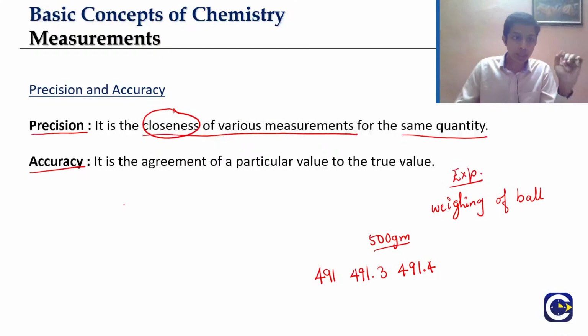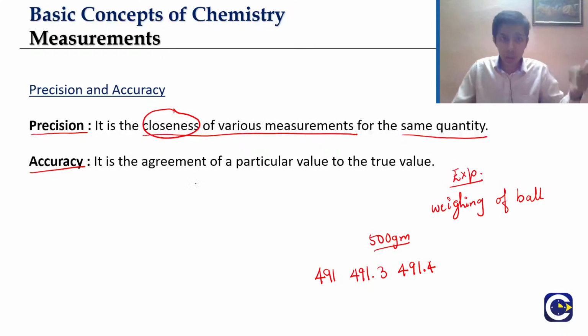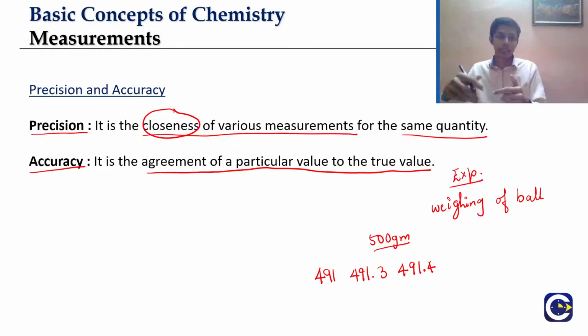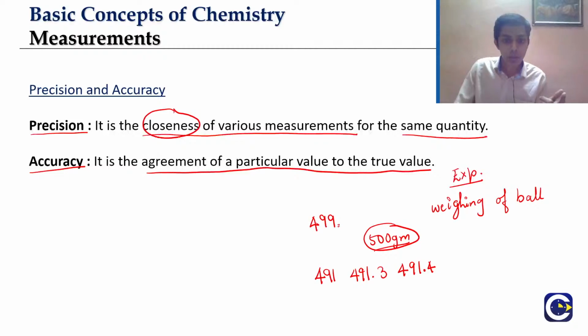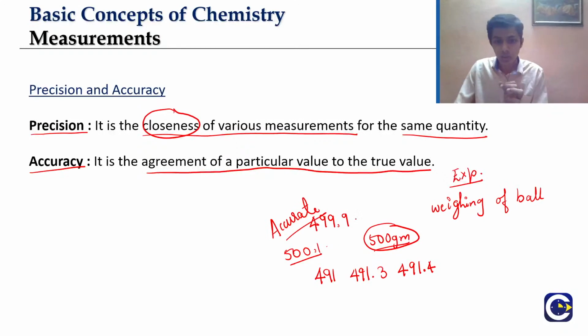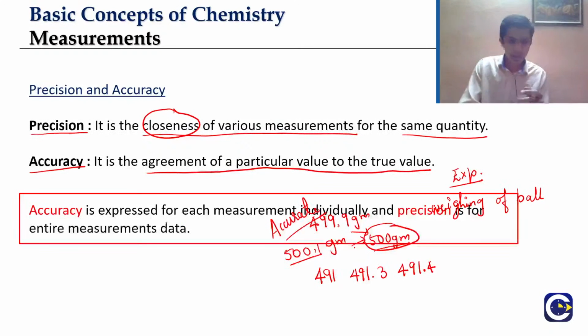And accuracy is the agreement of a particular value to the true value. That means if the exact value is 500 grams, and you are getting, let's say, 499.9, then you can call it accurate. Or if it is 500.1, which is very near to 500 grams, then you can call it accurate. Clear?